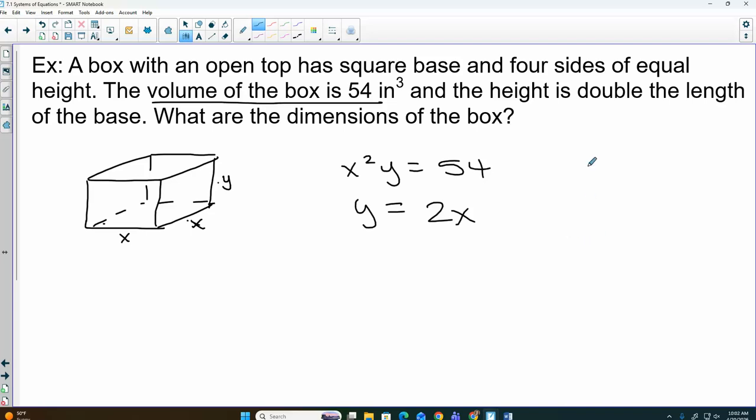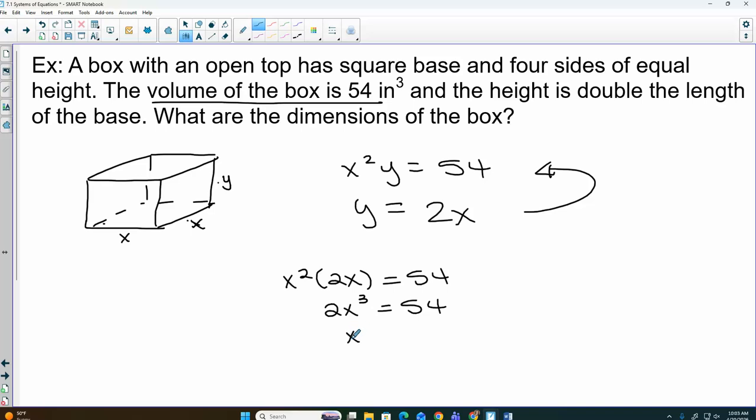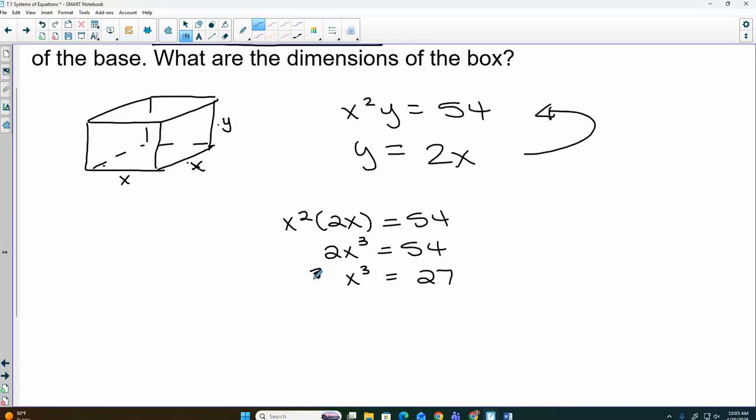Substitution or elimination, which one's going to be easier? We can substitute our y into that first one. Divide by 2. And to get rid of a cube, we cube root. Cube root of 27 is 3. That means y is 2 times x, so 2 times 3, 6.